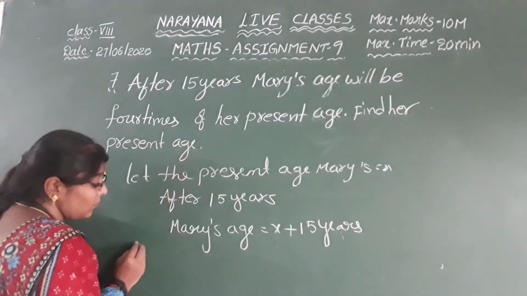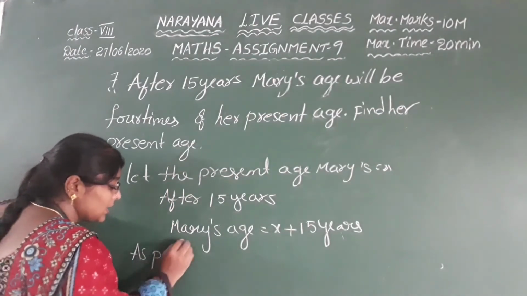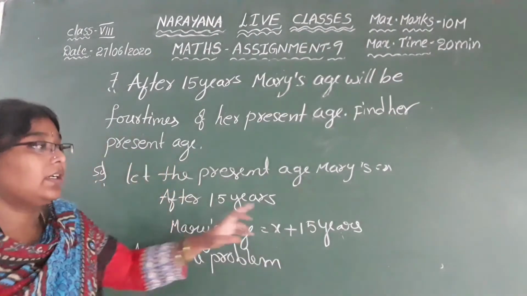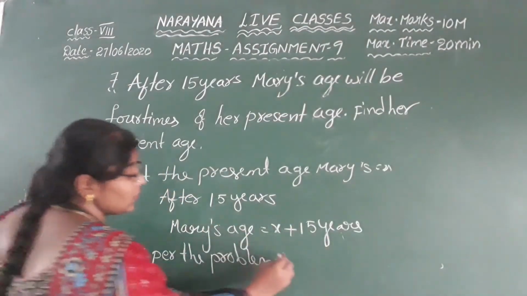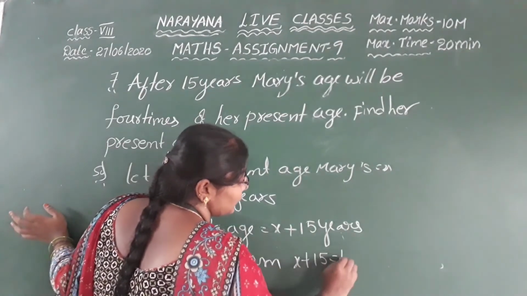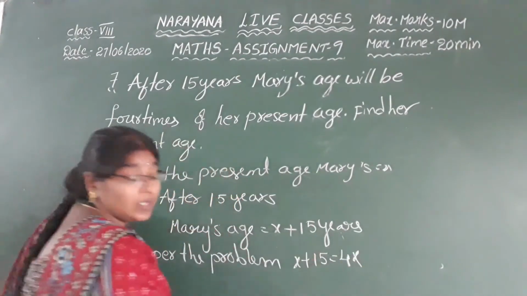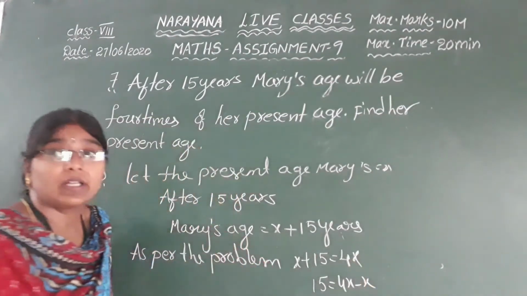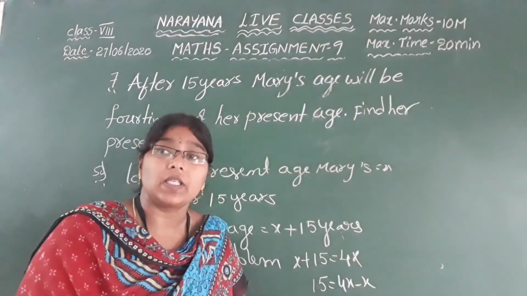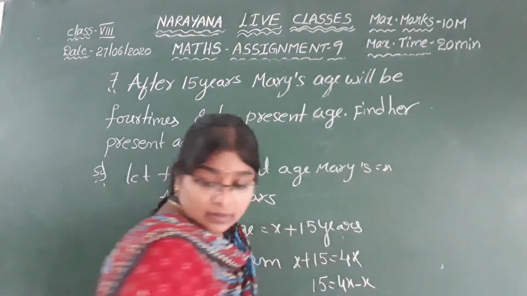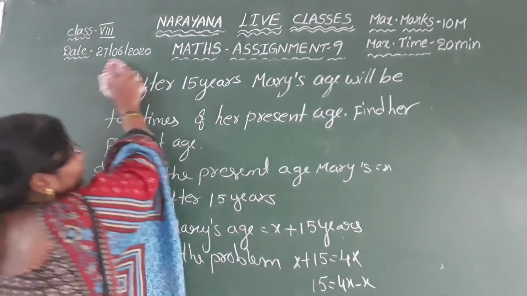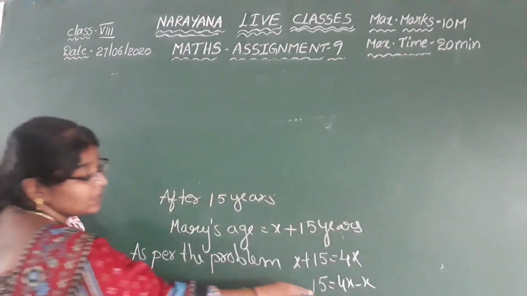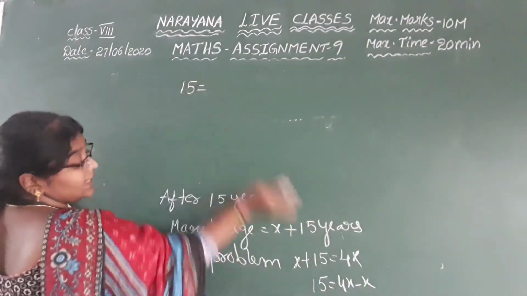As per the problem given, her age will be 4 times. So x plus 15 is equal to 4x. The plus x goes to that side, so it becomes minus x. So 15 is equal to 4x minus x, which is 3x.